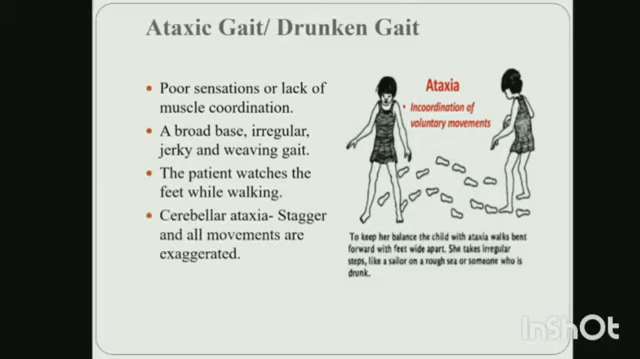Cerebral ataxia: staggering, and all movements are exaggerated. Sensory ataxia: the patient slaps the ground while walking. This is the difference between the two ataxias. In cerebral ataxia, the walking movements are exaggerated, but in sensory ataxia, the patient slaps the ground while walking, because she cannot determine how much depth is present in the ground.